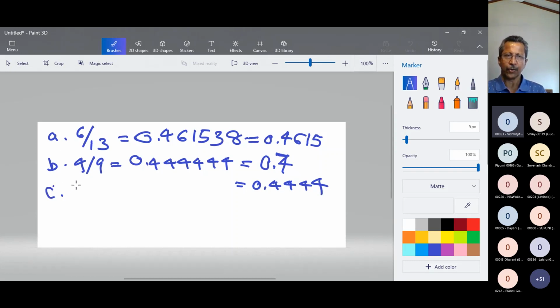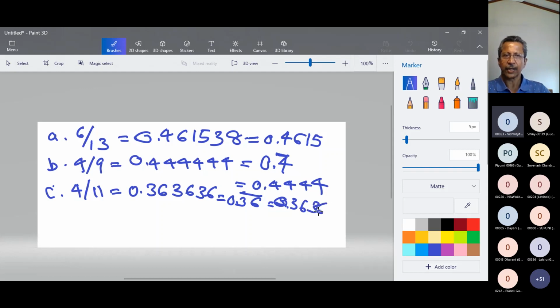So we go to C. C is 4 divided by 11. Okay. It is equal to 0.36. Am I correct? 0.3636. Okay. Again, we can write this as 0.36 with the line over it, or just 0.3636, because again 3 is lower than 5, right?